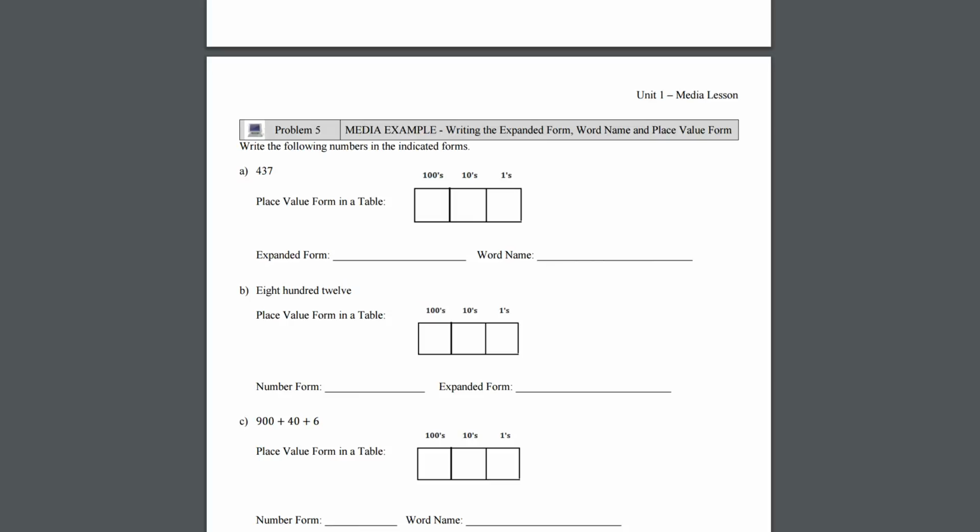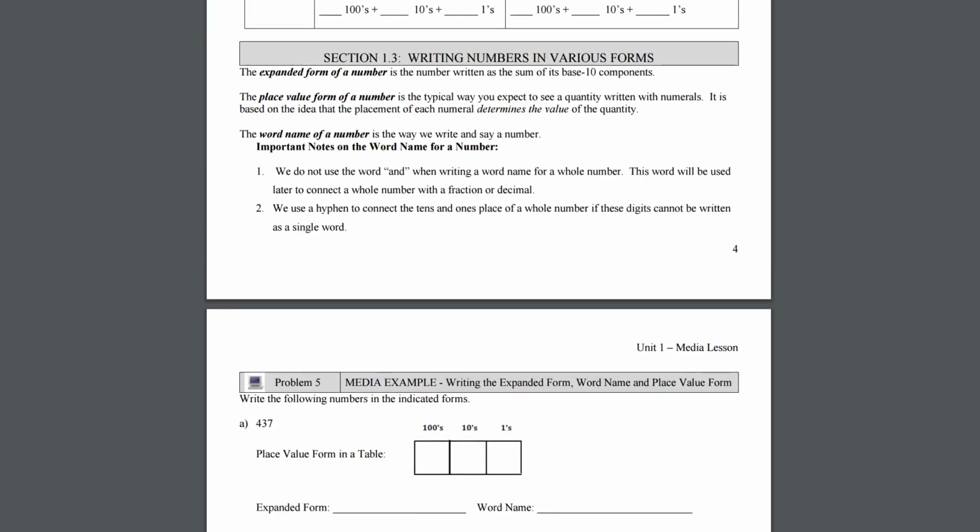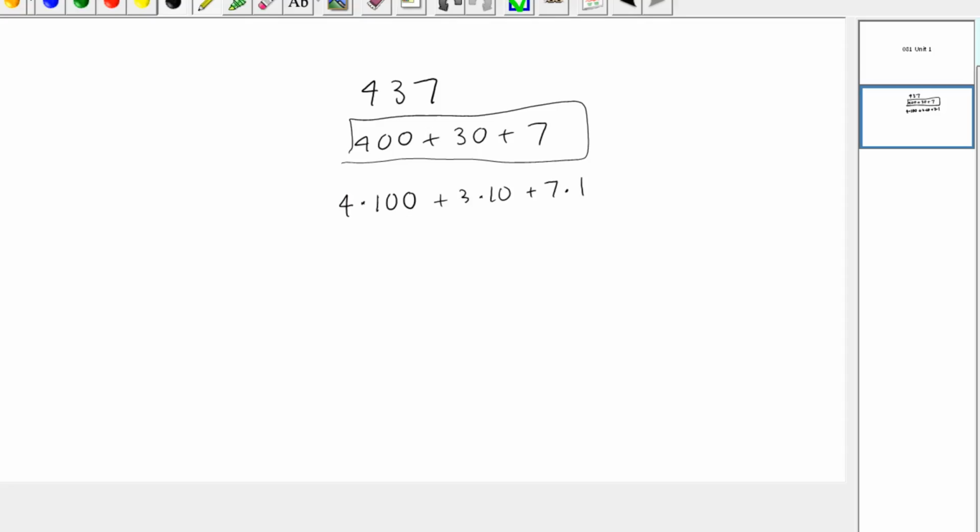Something important about word names that you may or may not know. I know I've made errors with this in the past. So first, we don't use the word "and" when writing a word name for a whole number. This word will be used later to connect a whole number with a fraction or a decimal. So I think I was taught, or I learned, I would probably say 437 with an "and" in it. We don't use the word "and," so this would be four hundred thirty-seven.